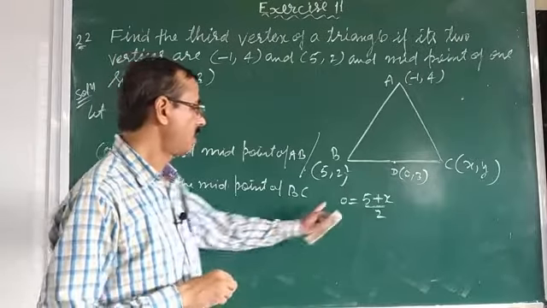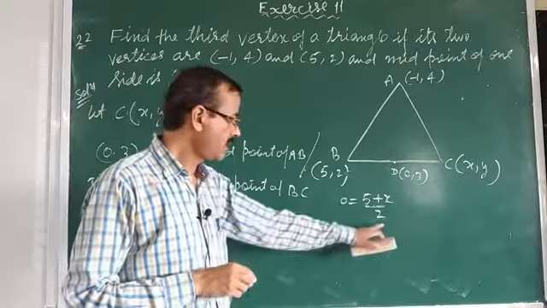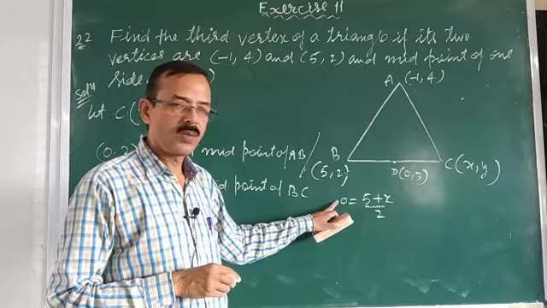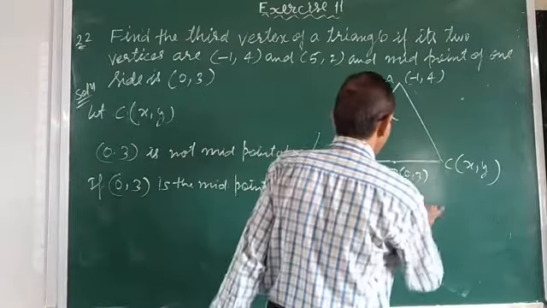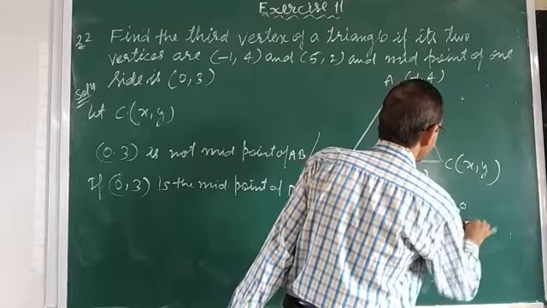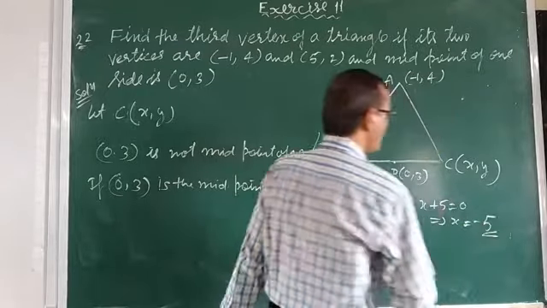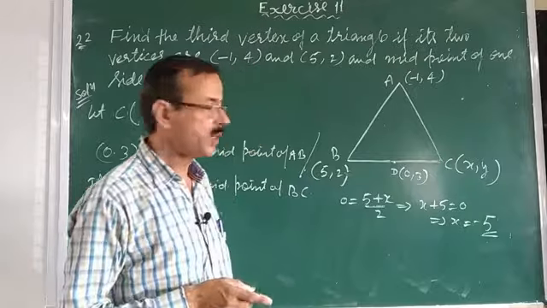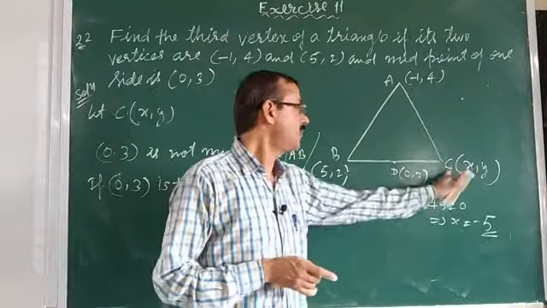Yes, 0 is equal to 5 plus x upon 2. Transpose these two, what will be? 0. So it can be written x plus 5 is equal to 0, or x is equal to -5. That is the first answer, if D is the midpoint of BC.